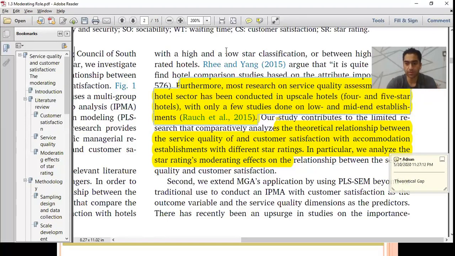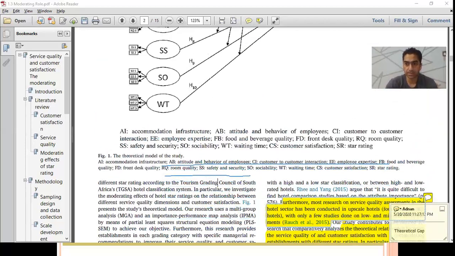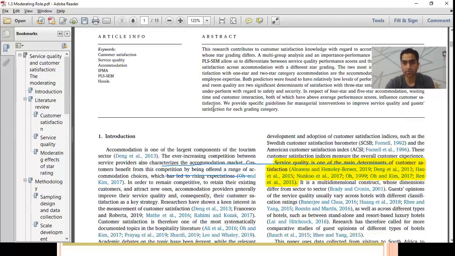So this point is important for you students. We analyze the star rating moderating effect on the relationship between service quality and customer satisfaction, and this one is the rigor of the study. But having said that, students, basically the idea is service quality is one of the main determinants of customer satisfaction. So what the author is saying, there has been so much said on this topic. Service quality is one of the main determinants of customer satisfaction, and these are the references or the citations.